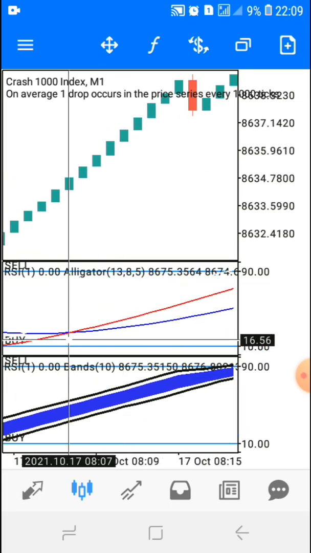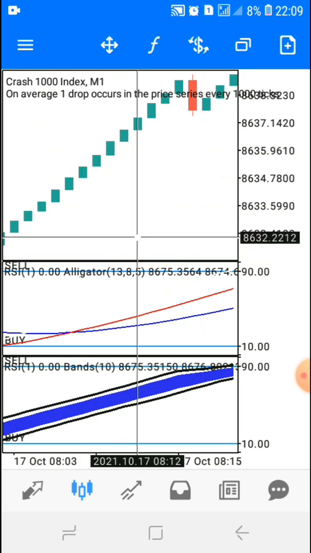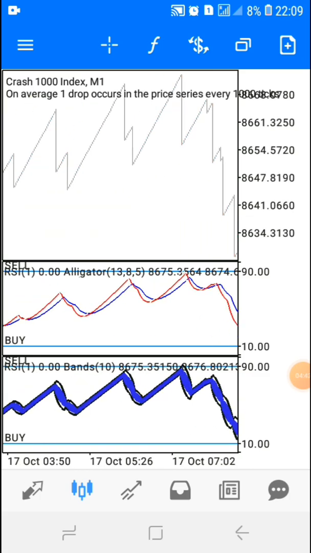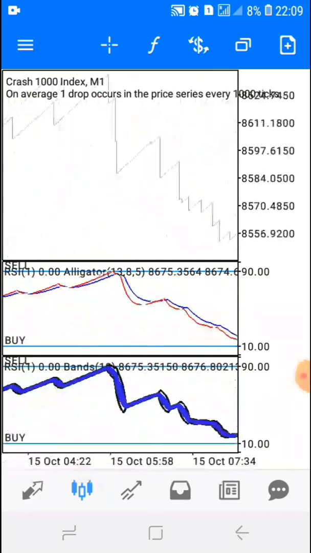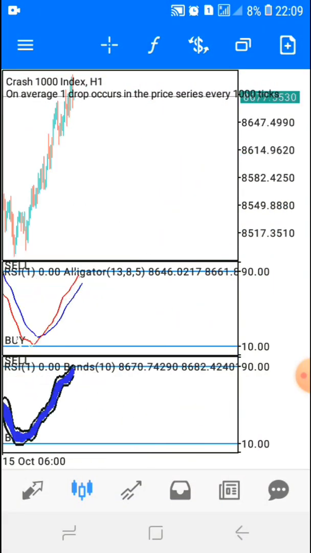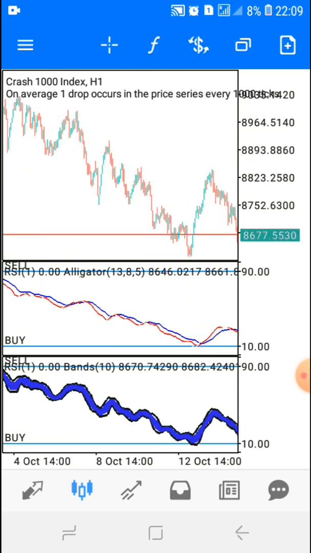Here's the crossover. Okay. 1, 2, 3, 4, 5 candles. We out. Now you can keep on doing this, but you need to be cautious. And what I mean by that is, sometimes the market will only go in a downtrend. So what you want to do is, when you trade, for example, Crash 1000, you can use the 1 hour time frame to check the direction of the market.